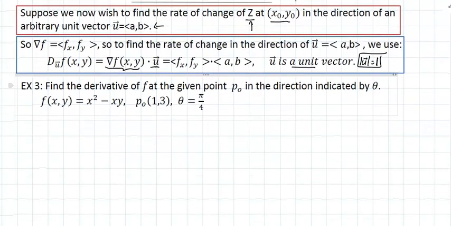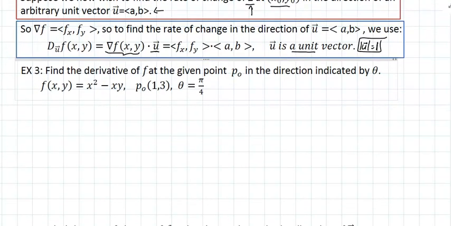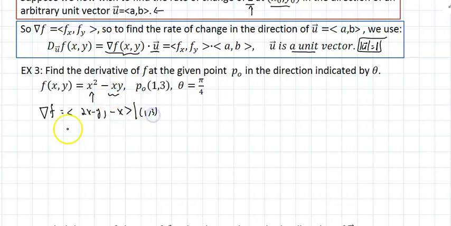So, example 3: find the derivative of f at the given point. We know how that works. The gradient of f is going to be the partial with respect to x, the partial with respect to y, evaluated at 1, 3. The gradient is pretty much 2 minus 3, negative 1, negative 1.